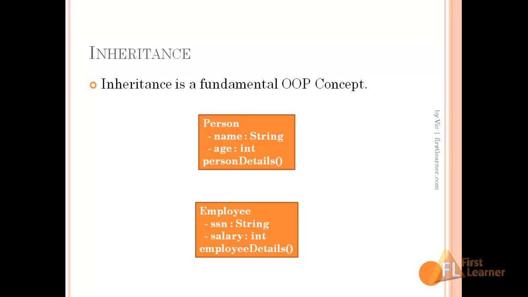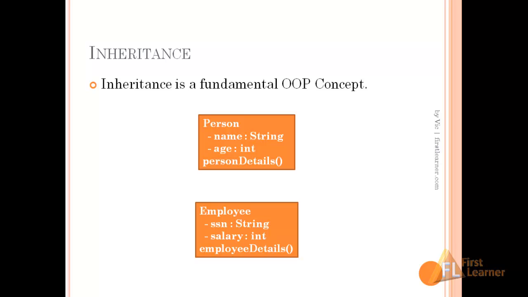So if the employee class needs to access the name and age, because an employee obviously needs a name and age, what can it do? One option is to copy the code and paste it in the employee class, but that will make the code redundant and it is against object-oriented concepts.